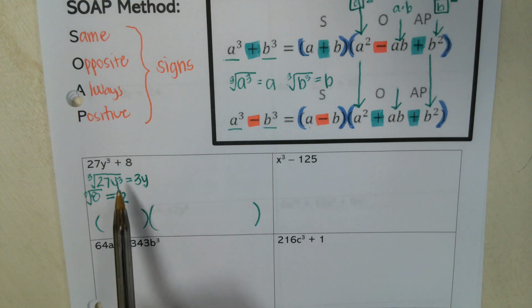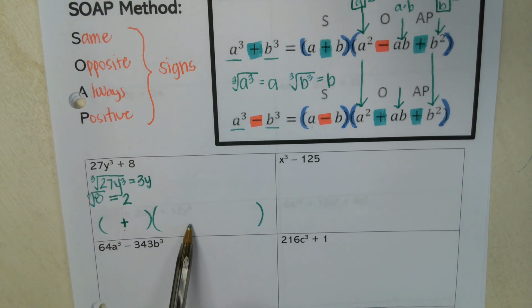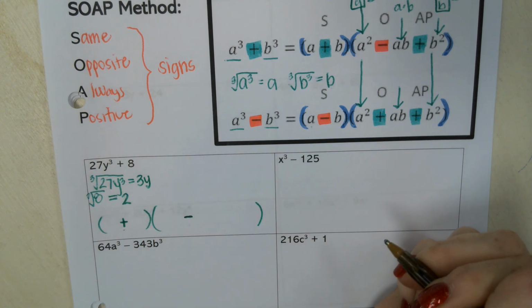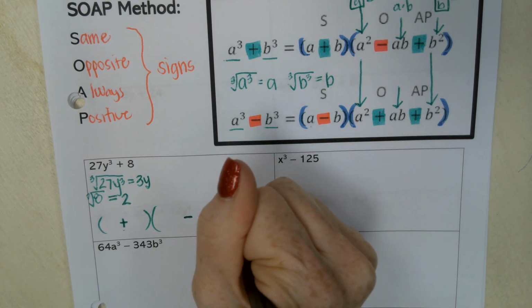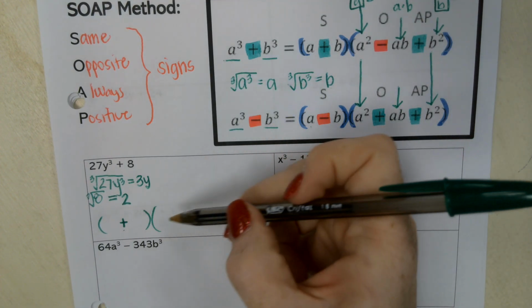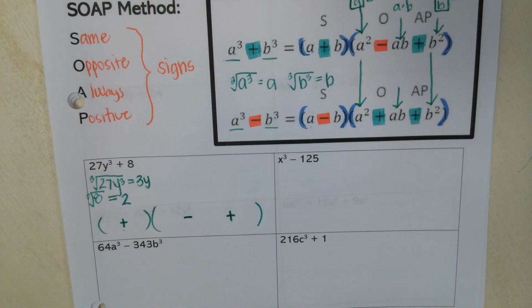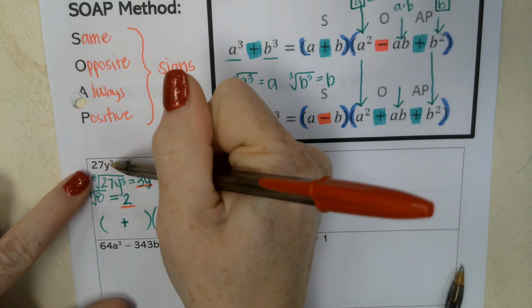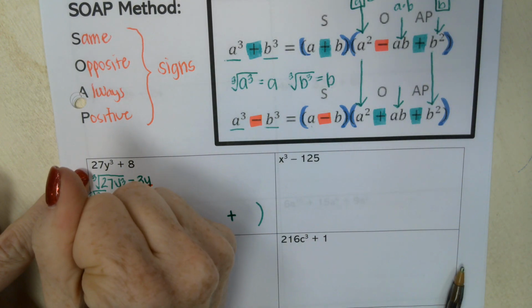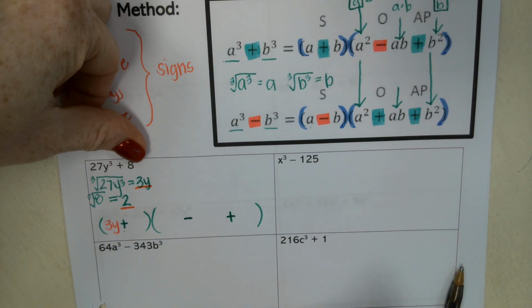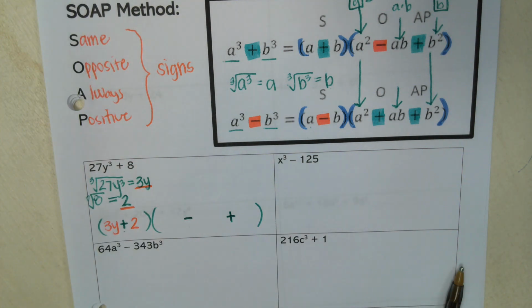Thank you. All right, now, what do I put right here? The opposite. The opposite of addition is subtraction. And then in the back, it will always be positive. Same, opposite, always positive. Okay? Now, this 3y and this 2. Since the 27y cubed was up front, the 3y has to go up front. And since the 8 was in the back, the 2 has to go in the back.